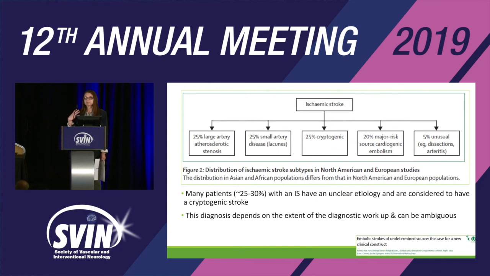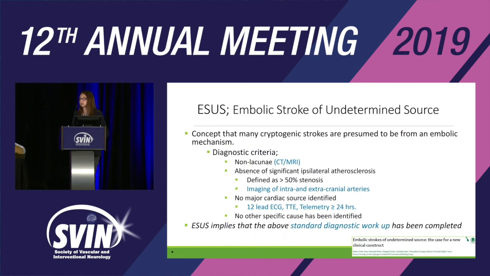So traditionally, with ischemic stroke, you have to figure out what the cause is. And typically, it's divided into categories based on what the etiology is. But a lot of patients are placed into this cryptogenic stroke bucket. Calling something a cryptogenic stroke can be kind of ambiguous, and it also depends on the extent of the workup you do, which is where ESUS comes in.